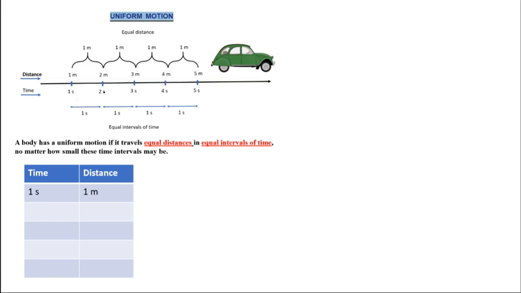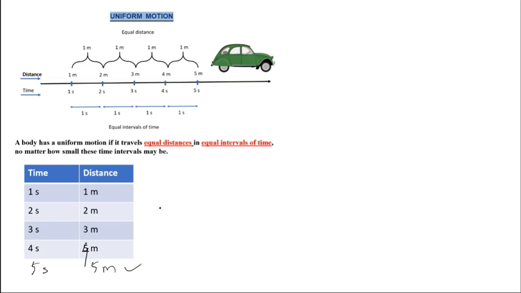Right. For the second second, 2 meter distance is covered. For the third one, again, total distance covered is 3 meter, and so on. For the fourth second, 5 meter. You can even write 5 second. This is 4 meter. Right? And the fifth second, it will be 5 meter distance. We need not take this. We will take only these 4.